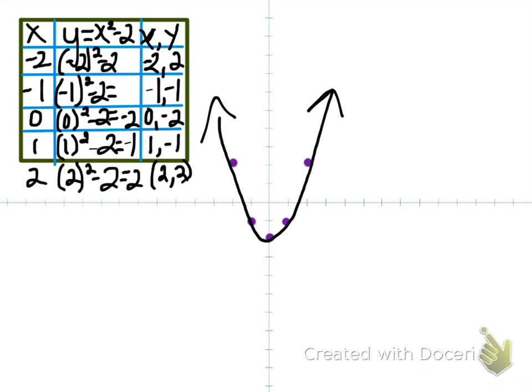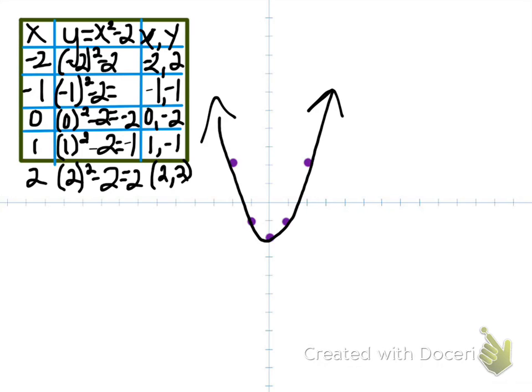-2, we would then plug into this equation. It would become parentheses -2, close parentheses, squared, minus 2. When we do this, we get -2 times -2, which is positive 4, minus 2, which gives us the answer of a positive 2. So our ordered pair then becomes -2, 2.